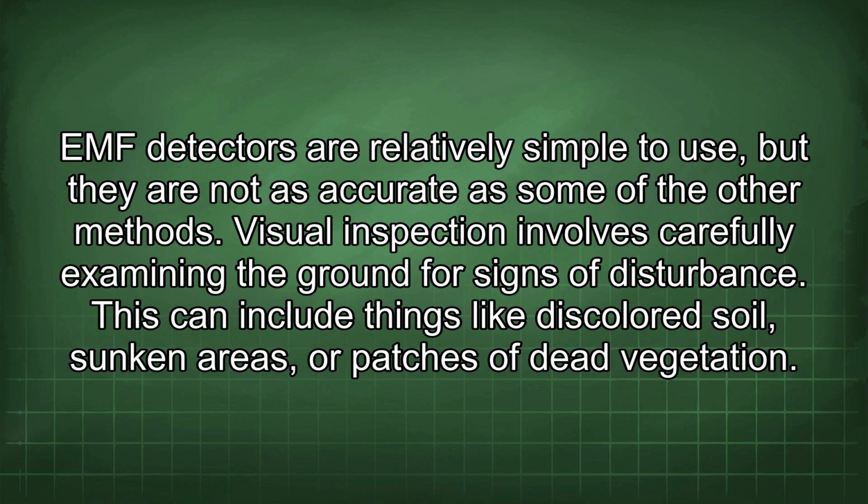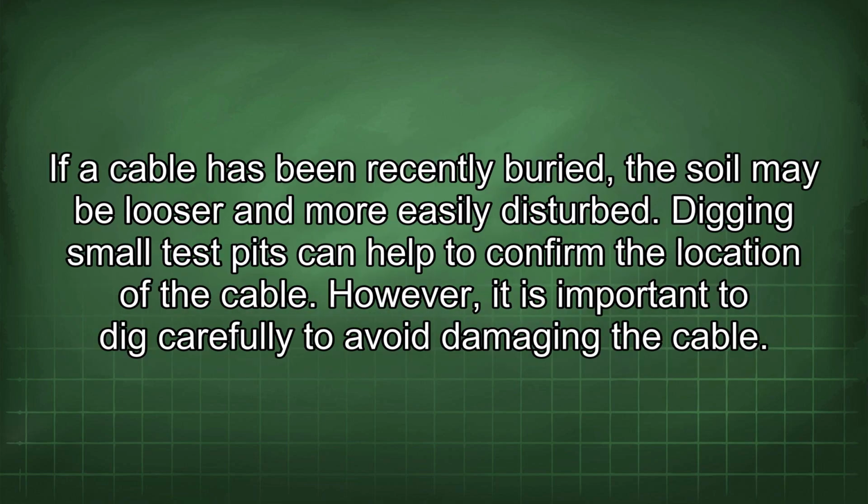Visual inspection involves carefully examining the ground for signs of disturbance. This can include things like discolored soil, sunken areas, or patches of dead vegetation. If a cable has been recently buried, the soil may be looser and more easily disturbed. Digging small test pits can help to confirm the location of the cable. However, it is important to dig carefully to avoid damaging the cable.